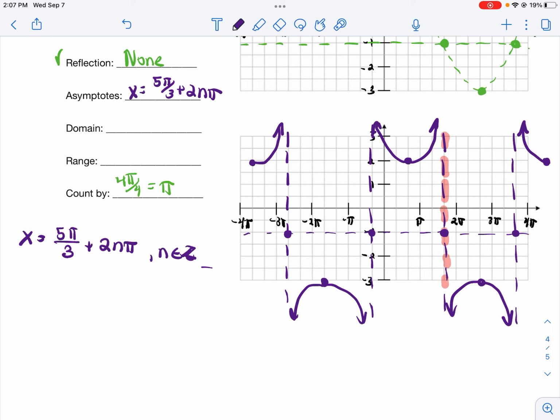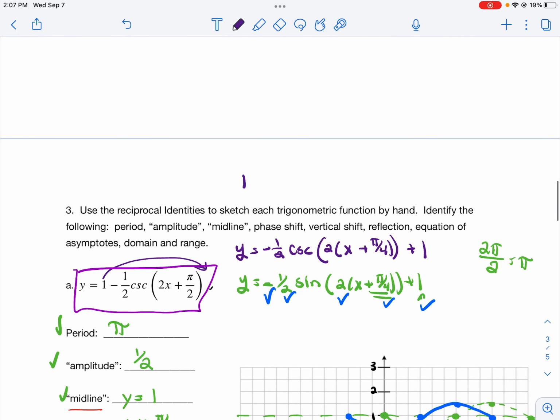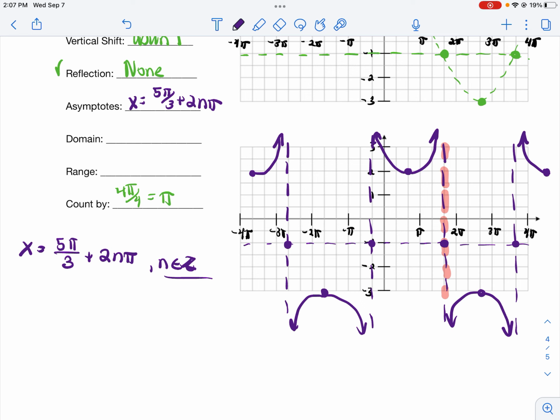Now, if you don't want to write this n as some integer at the very beginning, just write at the very top of your work, n is an element of the integers. n as always just represents an integer. All right, domain. Okay, so x values everywhere except where our asymptotes are. So that's going to be all real numbers, such that x is not equal to 5 pi over 3 plus 2n pi.